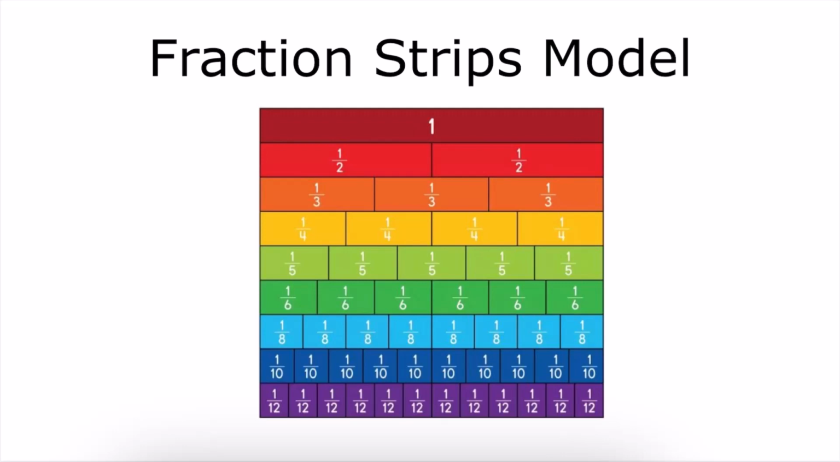And the main thing that distinguishes length models from area models is that the whole unit is defined to be a one-dimensional length that's partitioned into shorter, equal-sized lengths, while in an area model, the whole is defined to be a two-dimensional shape that can be partitioned into smaller, equal-sized shapes.